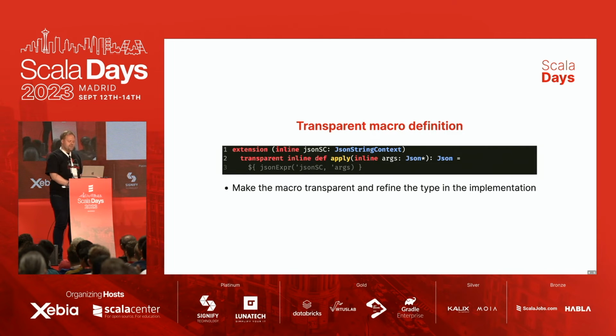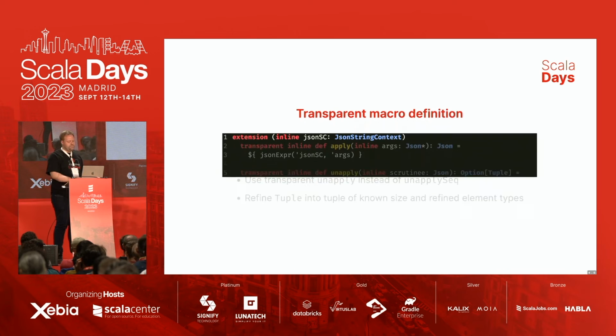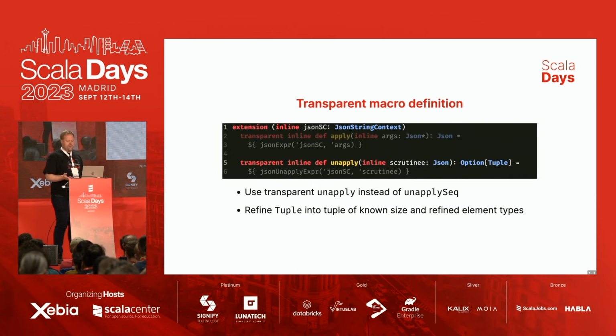So the first step to do that is to define the macro as a transparent macro. This will make a difference in how the code is expanded. Whenever we expand the code, the result at the call site will not be a JSON, but whatever type the expression that we're going to inline has. And we can do something similar with the unapply, but this time we should use an unapplySeq and return an option of tuple. The important thing is that we need to return some expression that has a known tuple size for this to work.